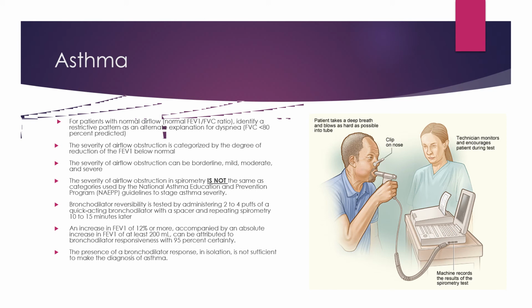Bronchodilator reversibility is tested by administering 2 to 4 puffs of a quick-acting bronchodilator, such as albuterol, with a spacer and repeating spirometry 10 to 15 minutes later. And you should see an increase in FEV1 of 12% or more, accompanied by an absolute increase of FEV1 of at least 200 mLs, which can be attributed to the bronchodilator responsiveness with 95% certainty. The presence of a bronchodilator response in isolation is not sufficient to make the diagnosis of asthma.